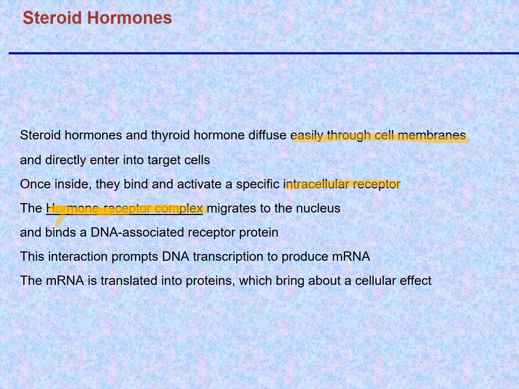And there it binds to a protein on DNA, and you trigger DNA transcription to get messenger, and the messenger becomes protein, and that is the cellular effect, the induction of this particular protein. So steroid hormones are quite different from protein hormones or amino acid-based hormones in that they go right through the cell membrane, bind to an intracellular receptor, then that hormone receptor complex moves into the nucleus and will interact with DNA to trigger transcription and translation into proteins.